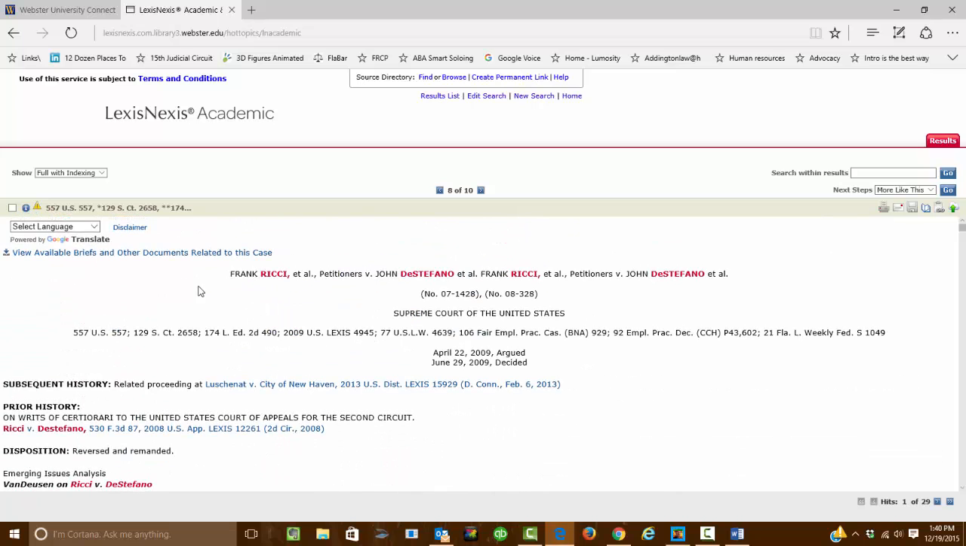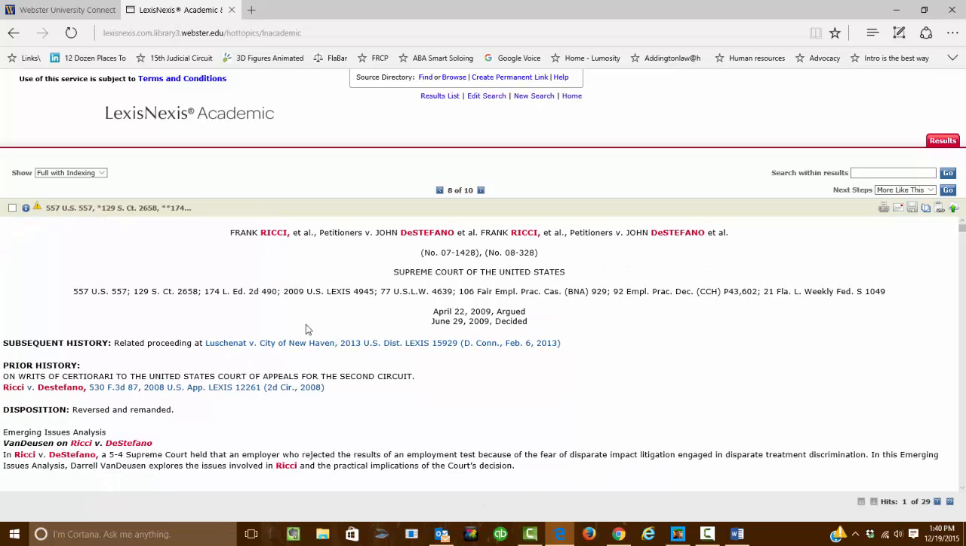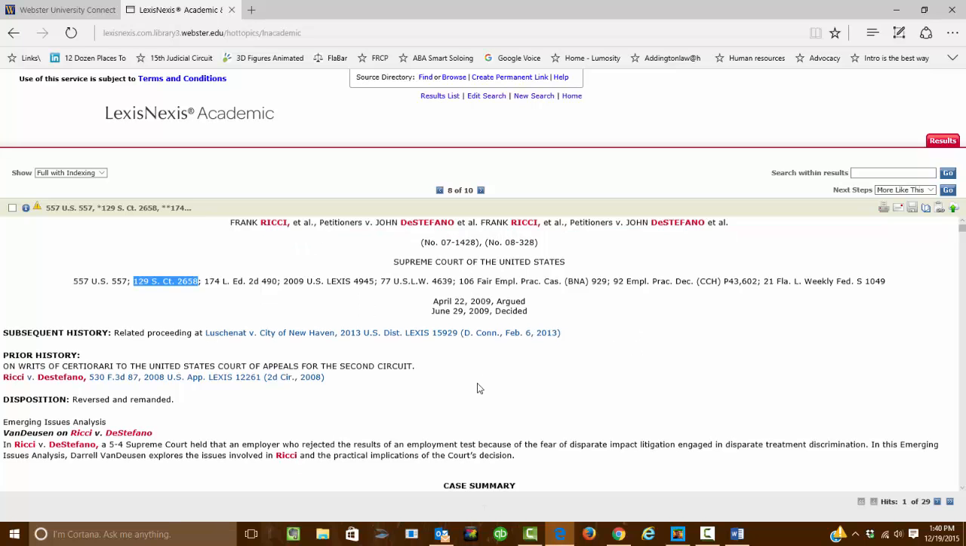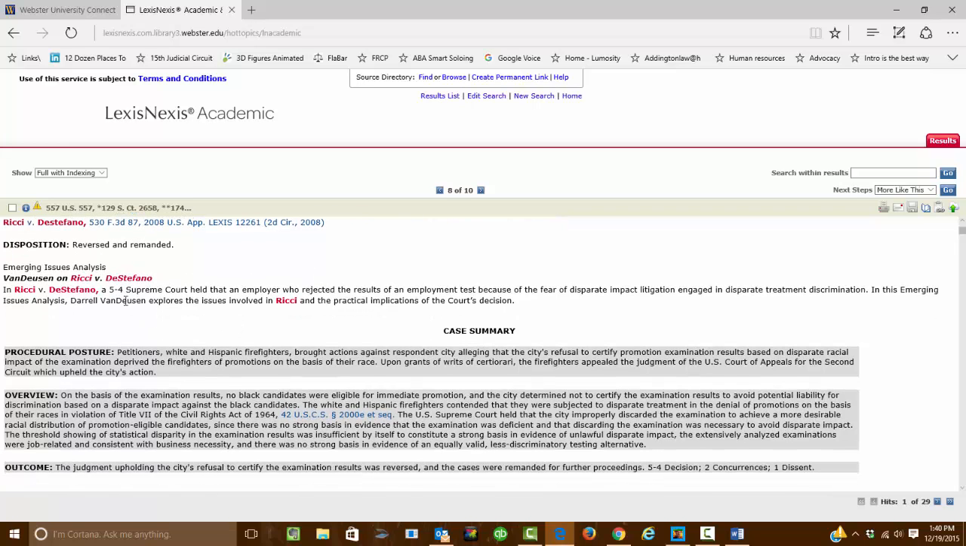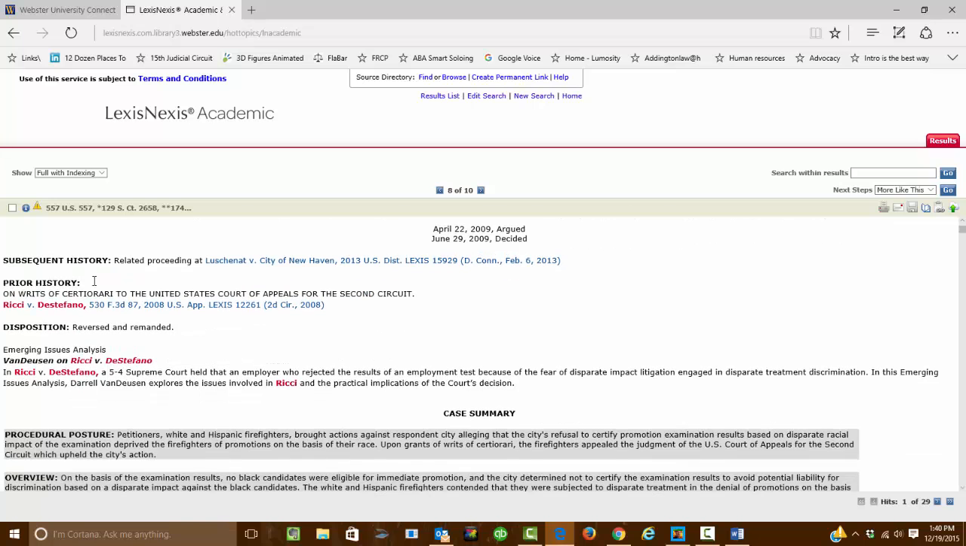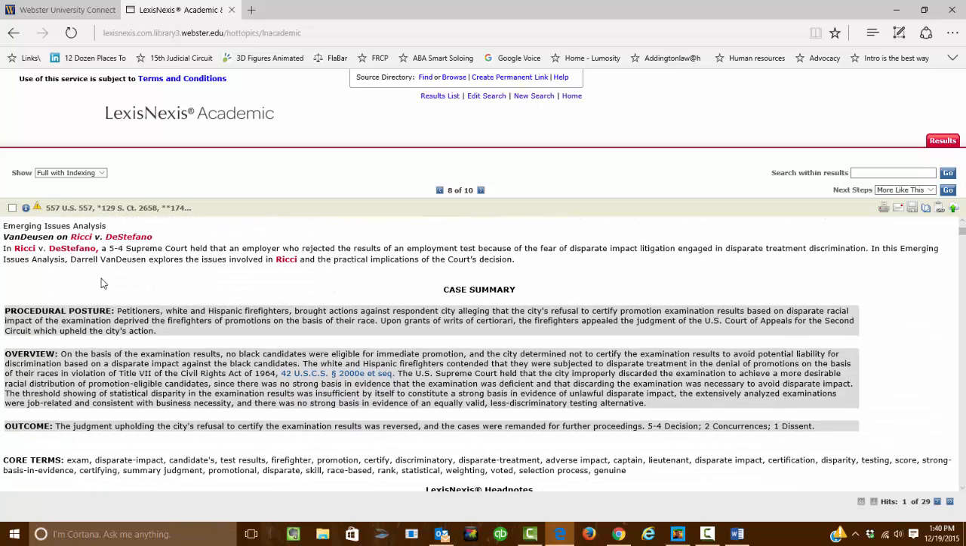I wanted to point out this is a lot different than what you saw on Google Scholar. There are more reporters listed here that this case is in. You might recognize this citation because it's what we talked about when we were looking for it in the Google database. But there are more ways that you can cite it in other reporters as well. And in addition, it gives you a lot of analysis.